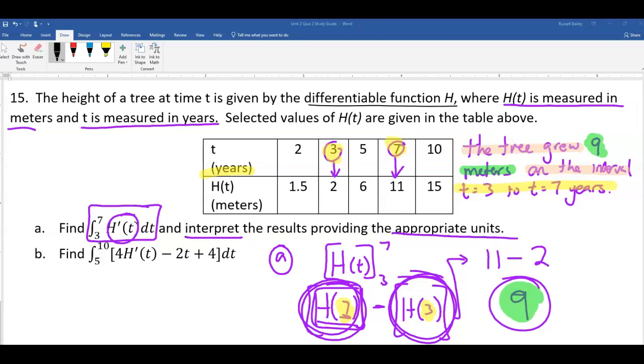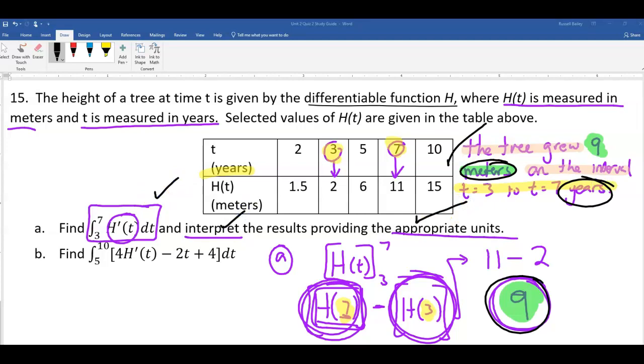Notice that I said it grew. Why is that? Well, because the height increased by 9. I got a positive number. Now, it wouldn't make sense to have a shrinking tree, but just for discussion's sake, if I had gotten a negative answer here, that would mean that the tree actually shrank over those years. So just keep those things in mind. Okay, so there it is. So we've got our integral, we've got our interpretation, and inside of that interpretation we have our units. So I've answered all 3 parts of the question.